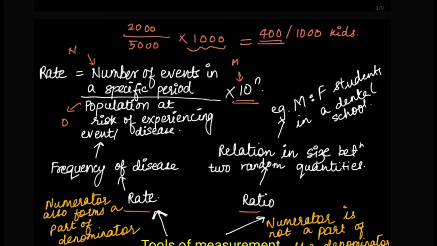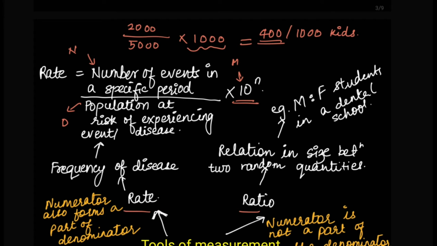Now this multiplier is basically used for our convenience, wherein we don't want the number to be in decimal. So if I would have taken 2,000 divided by 5,000 itself, I would have got 2 by 5. So that's a very weird way of expressing the rate. That's why I multiplied it by 1,000 and then I said okay, if there are 1,000 kids, 400 of them will be having caries. That is the rate at which caries is prevalent in this school.